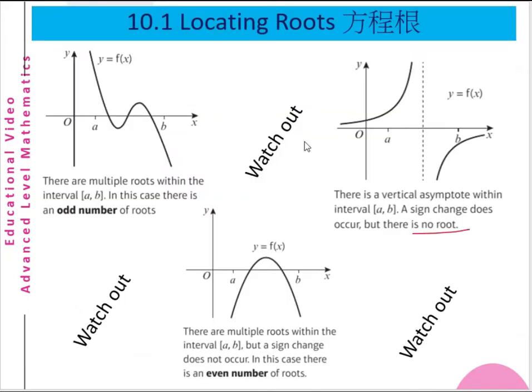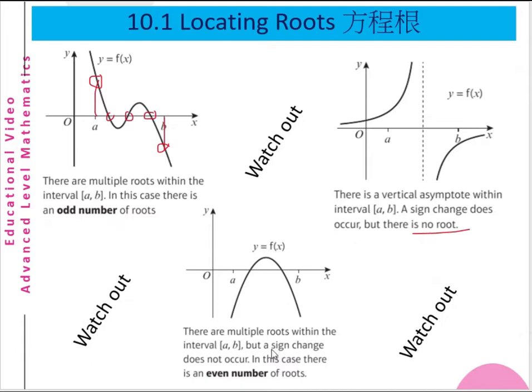You have to watch out when finding the root. If there are multiple roots within the interval a and b, in this case, there is an odd number of roots. For example, f(a) is positive and f(b) is negative. There will be at least one root between. But in this graph, you can see there are three roots between them. So it's an odd number of roots.